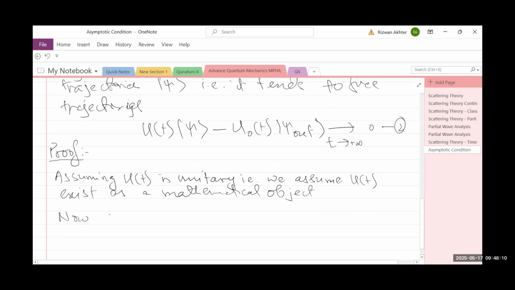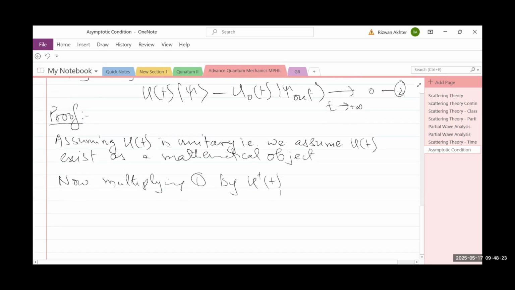Therefore, now let's say we multiply, now multiplying 1 by U dagger of t, so क्या हो जाएगा, so we would have U dagger of t into U of t psi minus U dagger of t into U naught of t psi in.